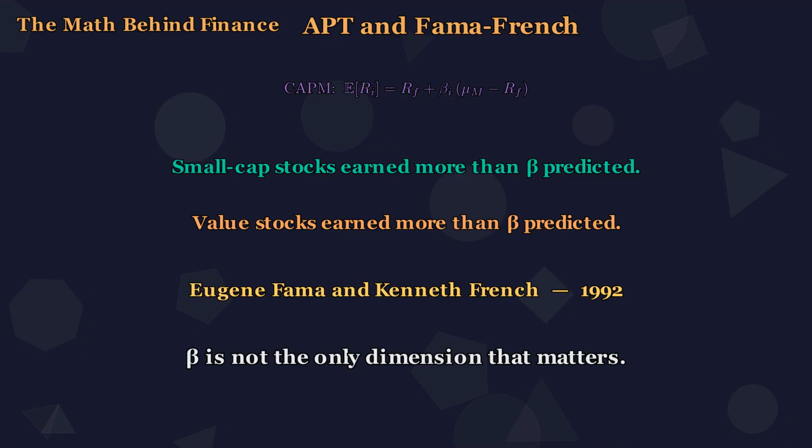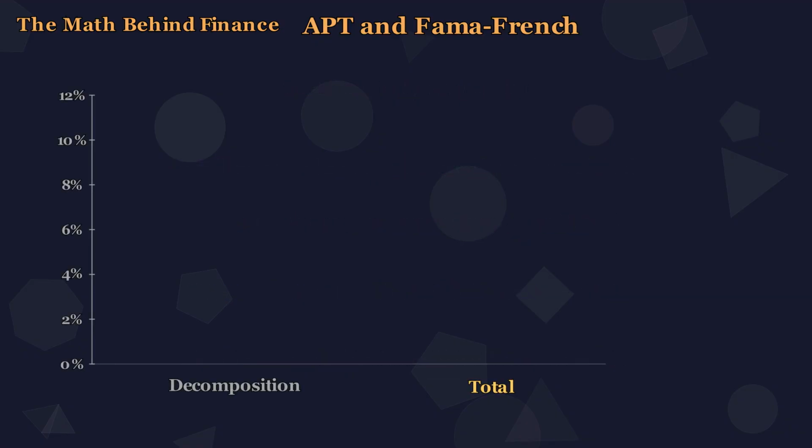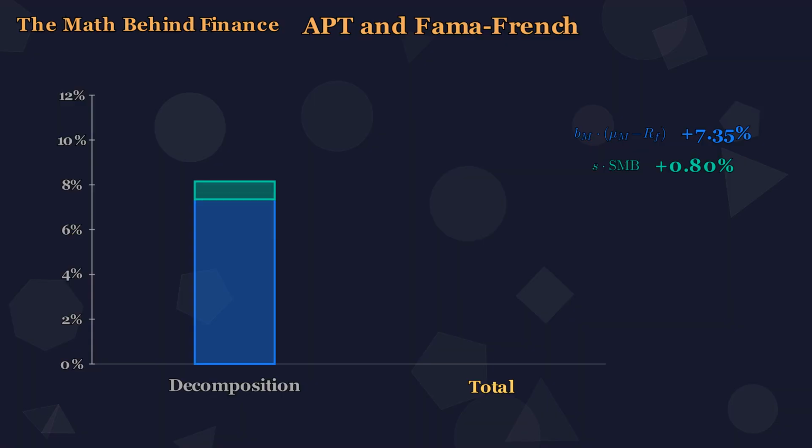Beta is not the only dimension that matters. Take any single stock. Its excess return above the risk-free rate decomposes like this. First, exposure to the market. The classic CAPM piece. A loading of 1.05 times a market premium of 7%, 7.35. Next, the size factor, small minus big.